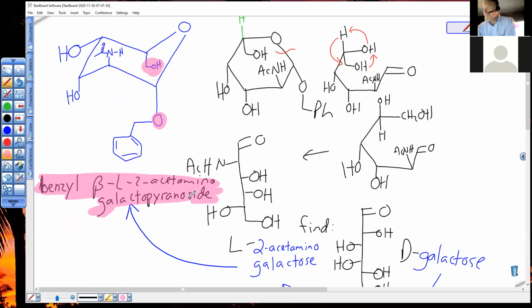It's an L sugar because this OH is on the left here in the open form. It's got an acetamino group. You could also call it an N-acetylamino, or N-acetylamino. That's more IUPAC. This is a condensed version of acetylamino. I put that in quotes here. Takes the place of that.